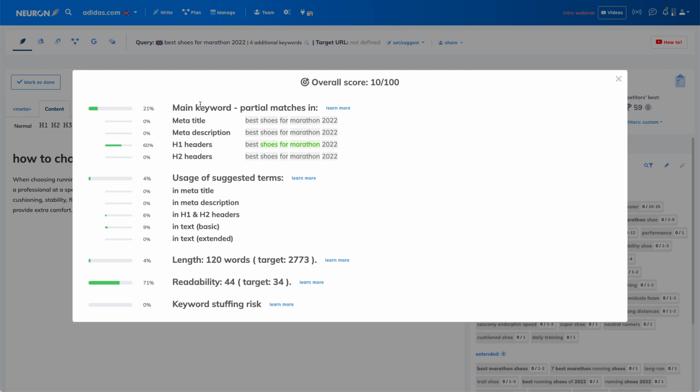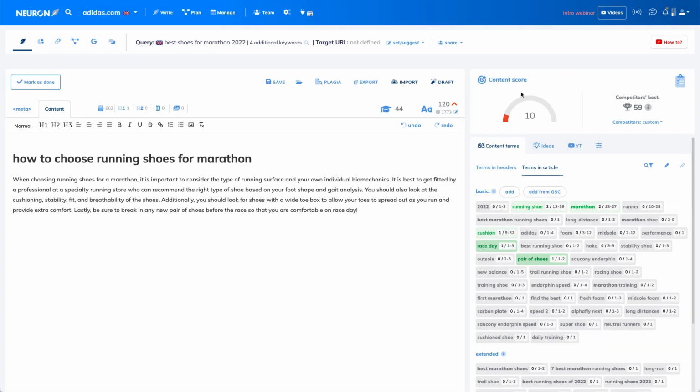And we also have one factor here which is called keyword stuffing risk. This means that in some cases you can have too many terms, too many keywords in the content. And to avoid possible penalties, we will advise you to lower the amount of terms in the article.